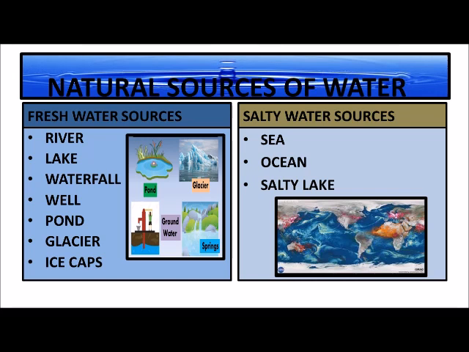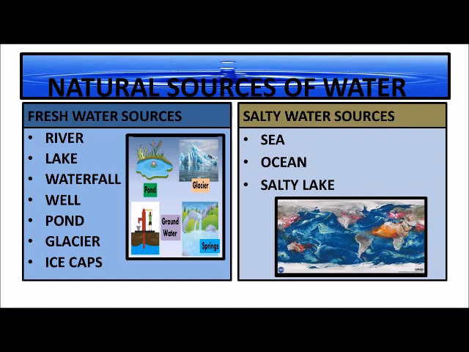Now we will learn about the natural sources of water, which can be divided mainly into two parts. First one, freshwater sources, and second, salty sources of water. Now what do we mean by fresh water? The water which is fit for drinking. The sources are river, lake, waterfall, well, pond, glacier, ice caps, and underground water. The water which is potable, fit to drink and cook, is called fresh water.